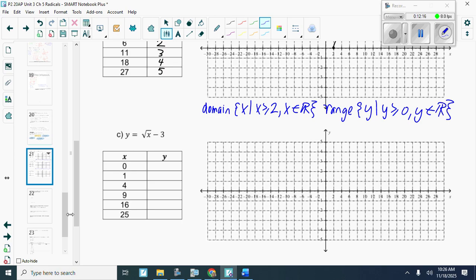So again, we're taking the square root of 0 and then we're subtracting 3. So we end up with -3. 1 minus 3, -2, then -1, 0, 1, and 2. So we are down here: (0, -3), (1, -2), (4, -1), (9, 0), (16, 1), and (25, 2).